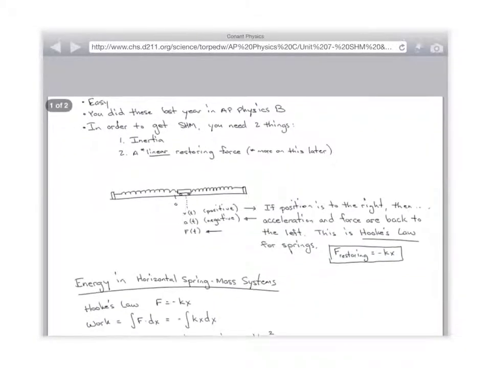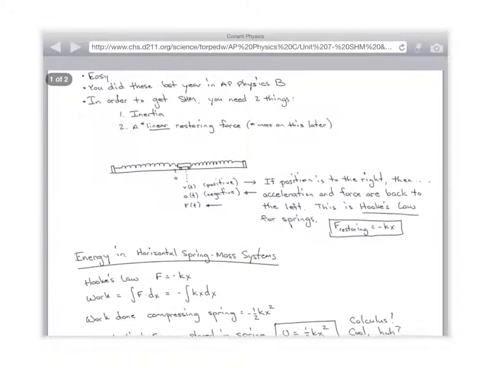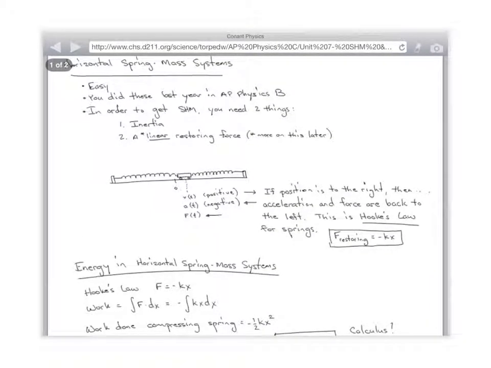So how do you store energy in a spring? Well, you guys know how to do this. You pull it back. You change the displacement. So the energy stored in the spring would be the work that you do on the spring, which stores energy in the spring.